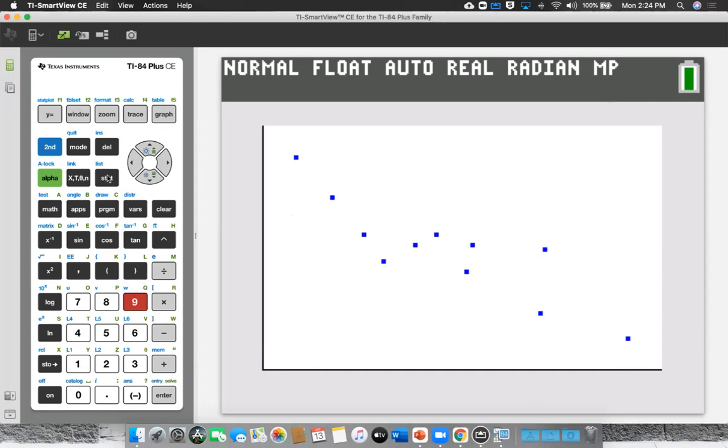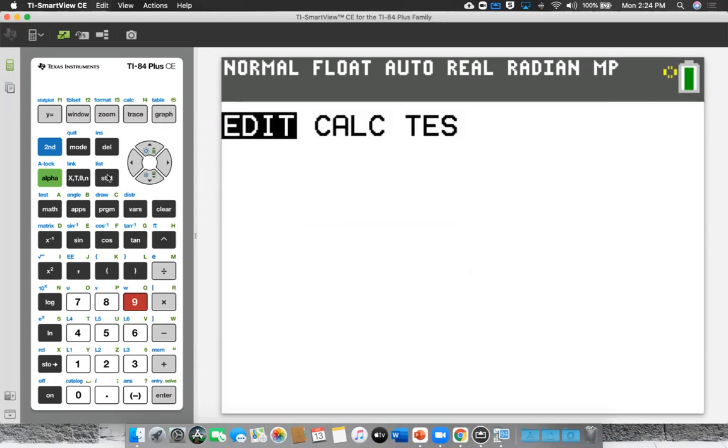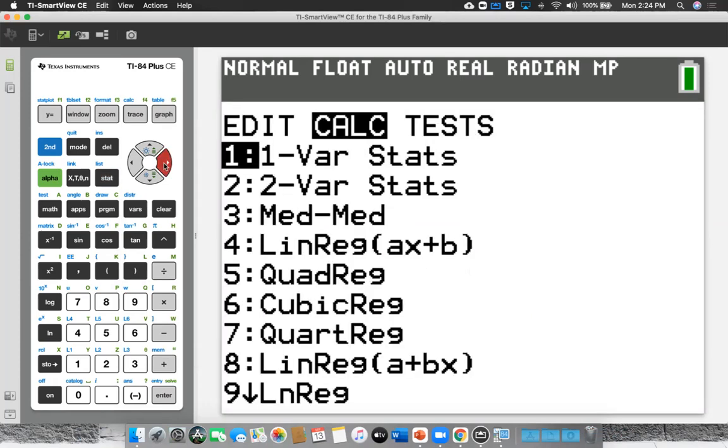Okay, so the same commands. So stat, calc, right? We don't want AX plus B because that's not how it's written in our notes. We want A plus BX. That's the one we want. Number 8.